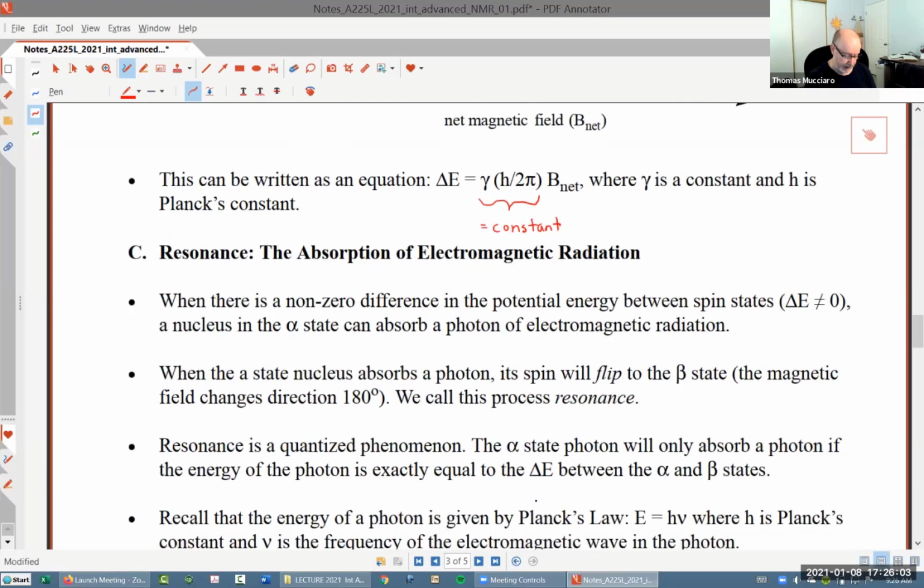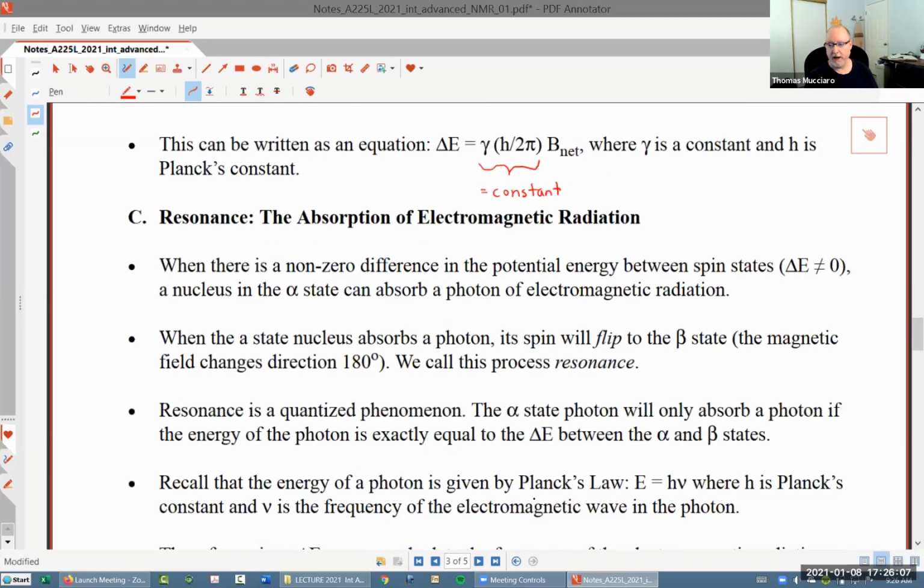So again, the important thing is to note that we have a delta E between these two states, and we have a relationship: delta E times a constant equals the magnetic field, or the magnetic field times a constant equals the delta E.